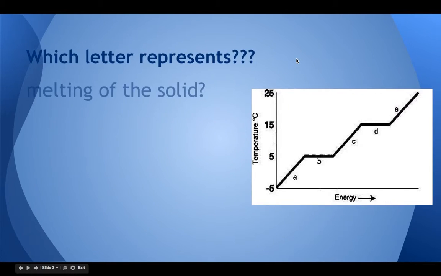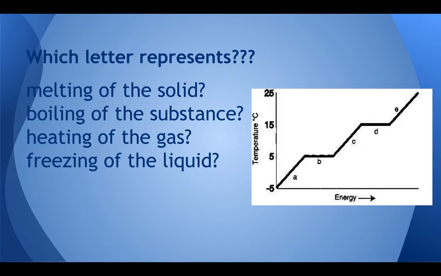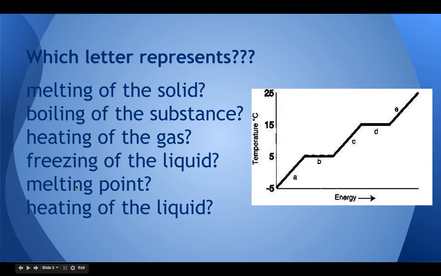So what type of questions might you get? Well, which letter on this graph represents the melting of the solid? Which letter represents boiling of the substance? What about heating of the gas? Remember, we just talked about that. What about freezing of the liquid? What about the melting point? Notice I might try to trick you a little bit here. Melting of the solid and melting point. What's the key word? Melting. And heating of the liquid.